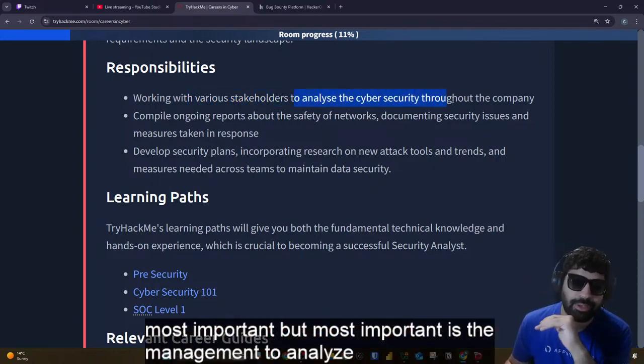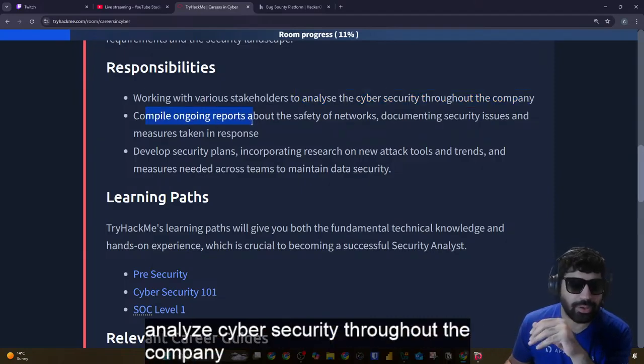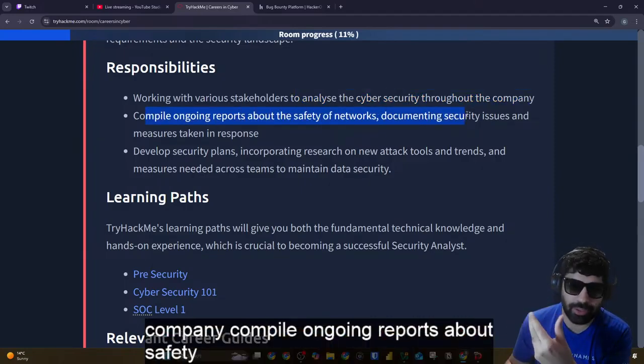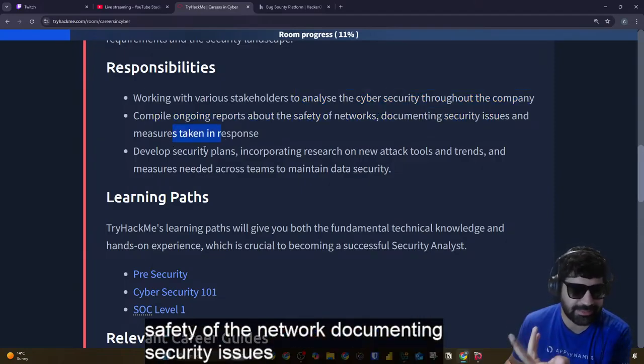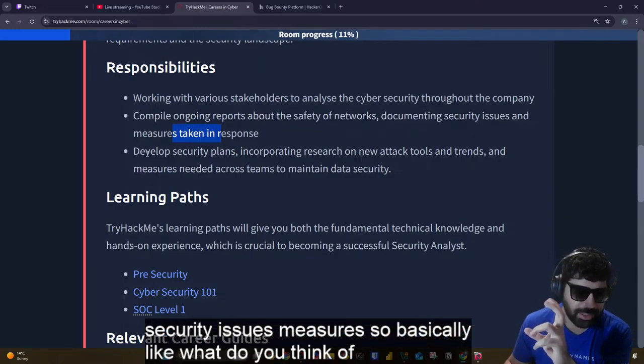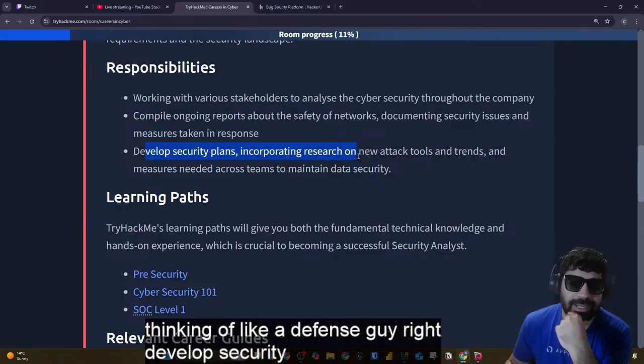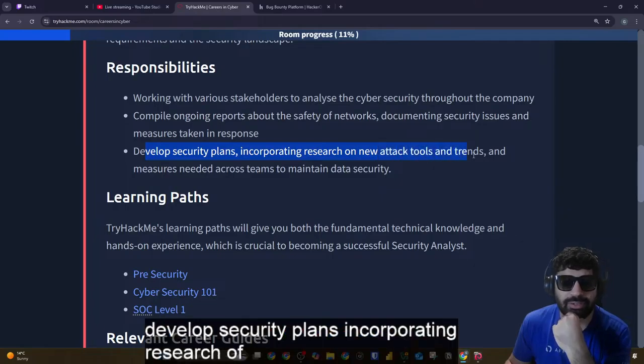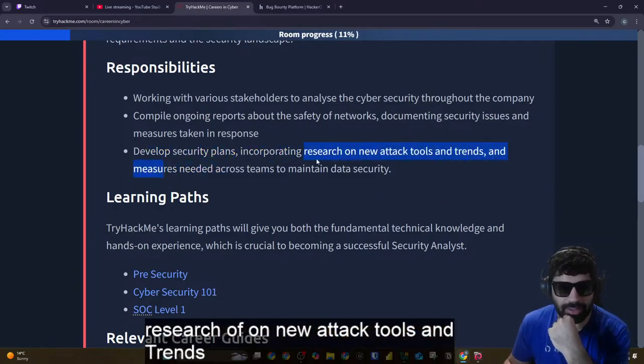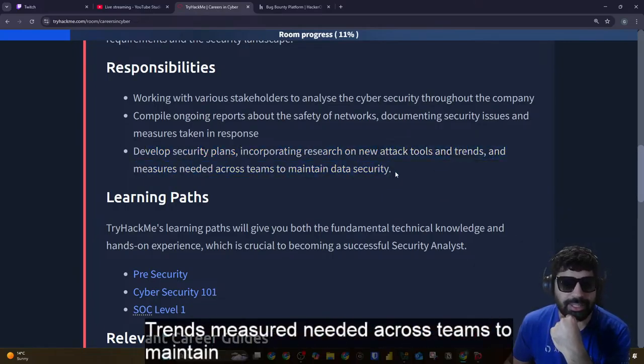To analyze cybersecurity throughout the company, compile ongoing reports about the safety of the network, documenting security issues and measures. So basically, that's what you think of when you're thinking of a defense guy, right? Develop security plans, incorporating research on new attack tools and trends, and measures needed across teams to maintain data security.